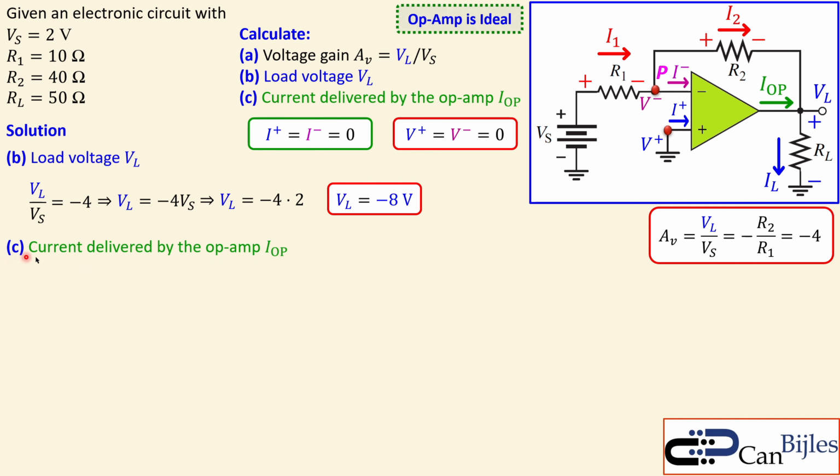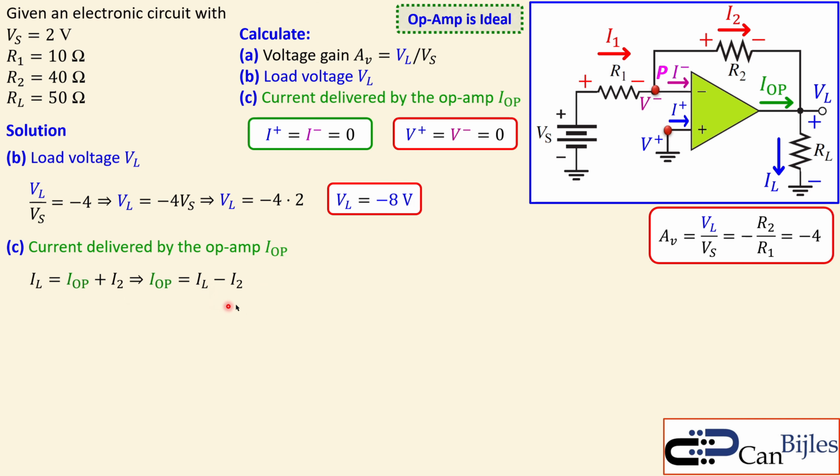Now the final one, which is the current delivered by the op-amp, shown here. Again, let's set up Kirchhoff's current law at this node, which is the output. The load current IL is made up of I2 and the op-amp current IOP. So to determine IOP, the current delivered by the op-amp, it is the load current minus the current through the resistor R2.